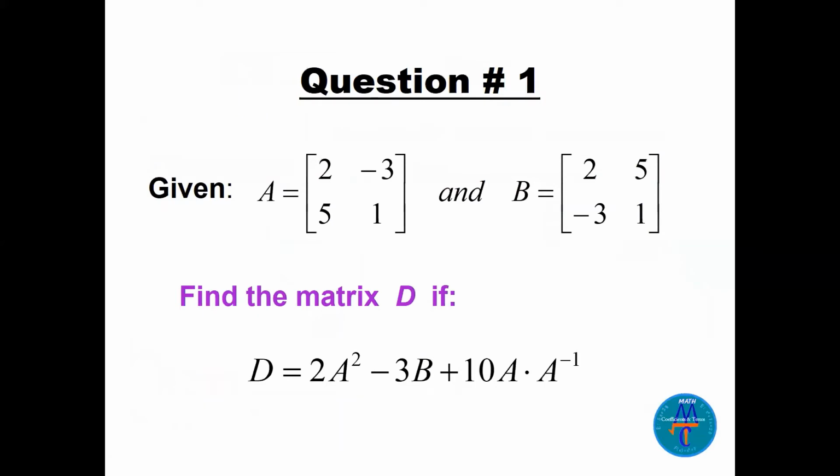Look at question number 1. It's a medium question. Given the matrices A and B, some numbers are there. And then we are asked to find the matrix D, if D is equal to A squared minus 3B plus 10A times A inverse.